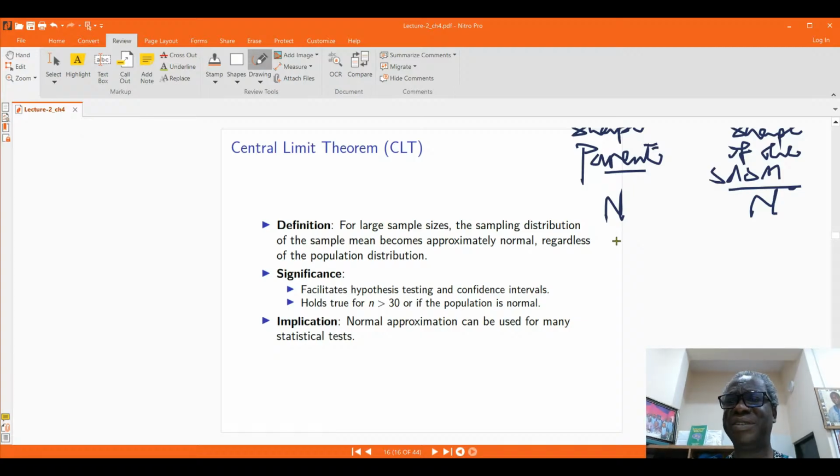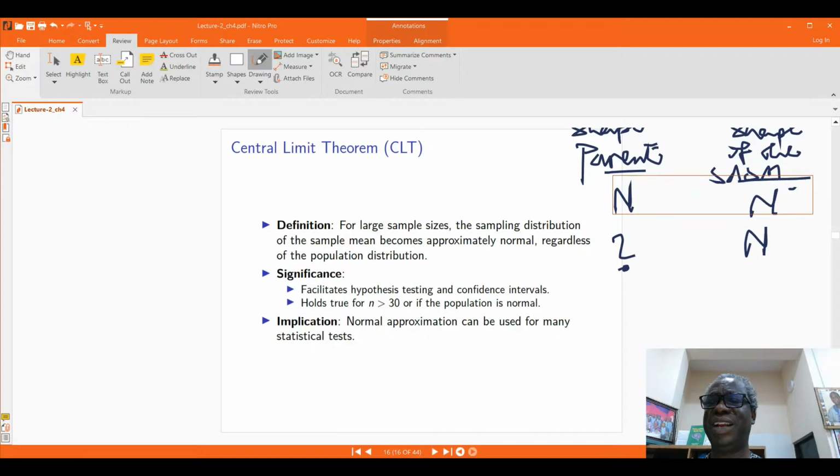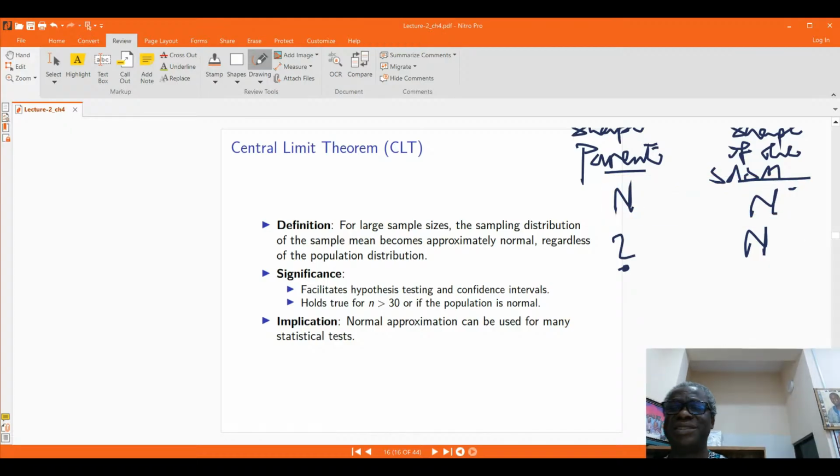But regardless, that's what the central limit theorem is saying. Even if the shape of the parent is anything, the shape of the sampling distribution of the sample mean will be normal. So when I write n here, I mean normal. So don't forget this important theorem.